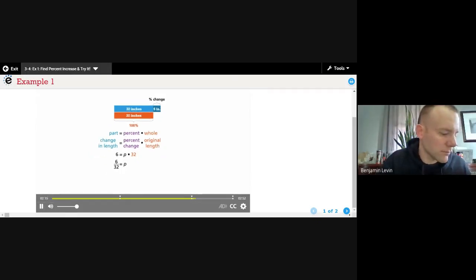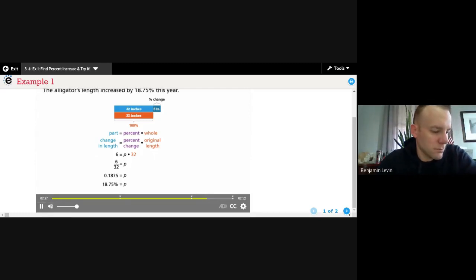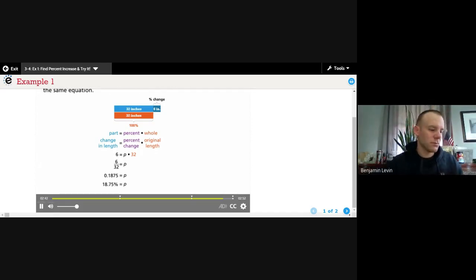It's the ratio of the change in length to the original length. Use division to write the ratio as a decimal. To express the decimal as a percent, multiply it by 100. The alligator's length increased by 18 75/100% this year. That's a lot to grow in 1 year. Maybe we should stand a little further away. Now you know how to solve a percent increase problem using the percent equation. You can solve similar problems involving percent decrease using the same equation.